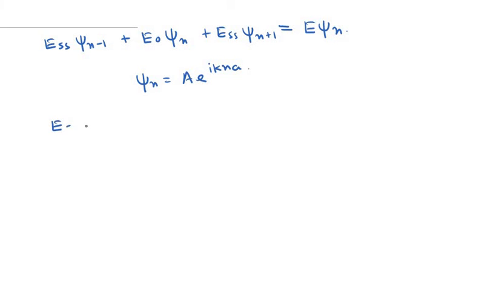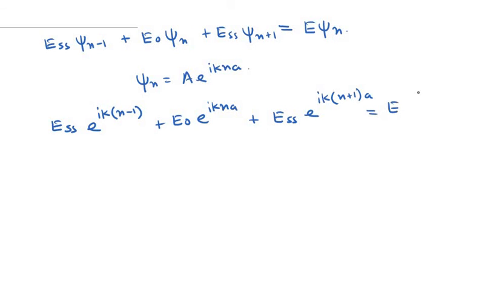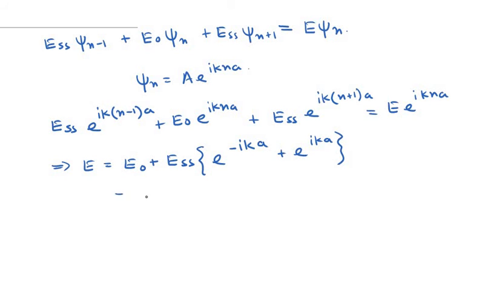So we have ESS e to the power i k (n minus 1) A plus E0 e to the power i k n A plus ESS e to the power i k (n plus 1) A, and this is equal to E e to the power i k n A. We get E equal to E0 plus ESS (e to the power minus i k A plus e to the power i k A), which is equal to E0 plus 2 ESS cos k A.